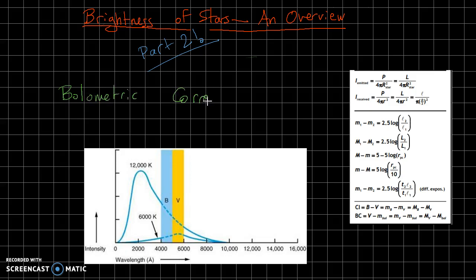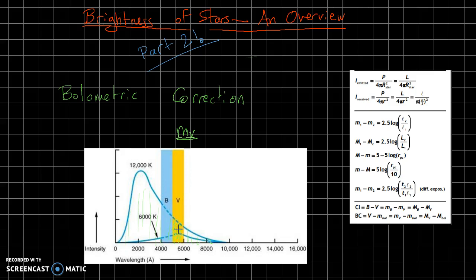Bolometric correction. So if we think about our visual magnitude, the most commonly used form of magnitude for a star, then it is only a small fraction of the entire emission spectrum of the star. So if we think about the magnitude that represents all of the radiation, there is no physical instrument that is sensitive to the entire range of electromagnetic waves.